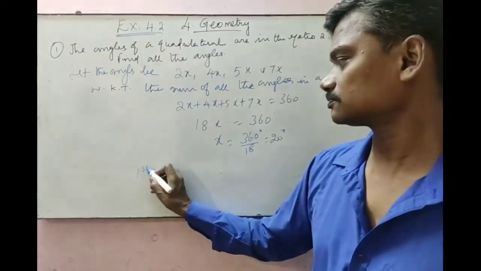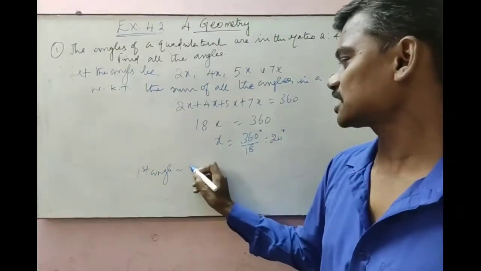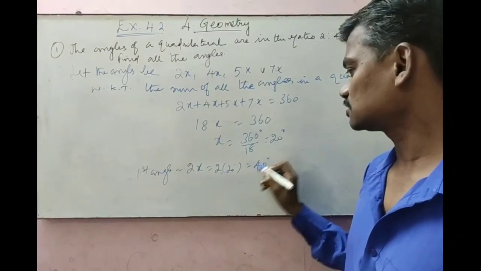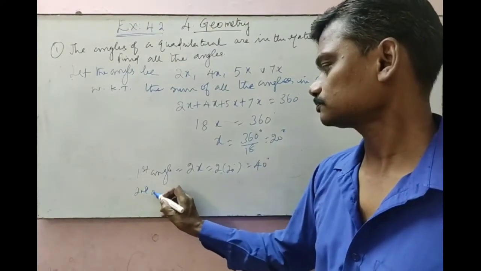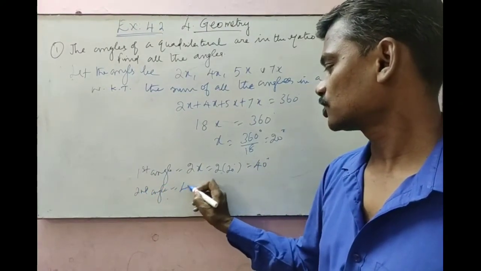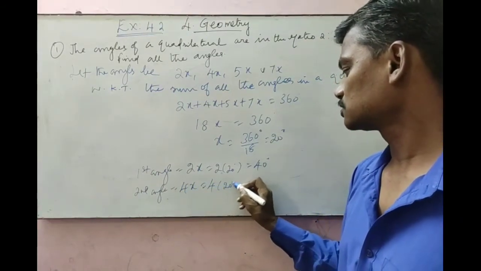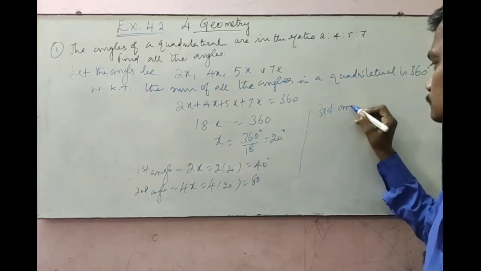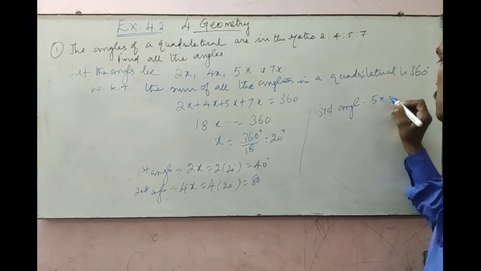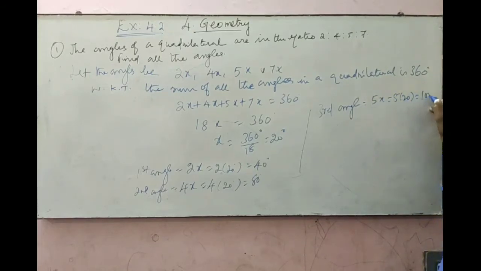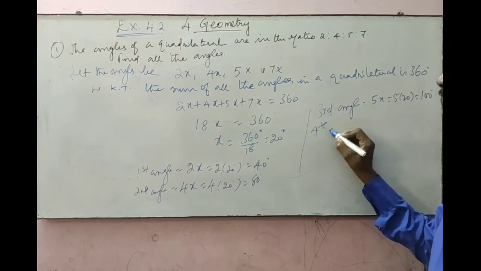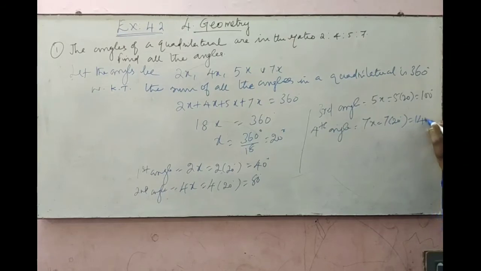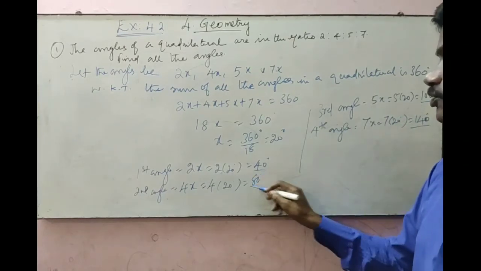So the first angle is 2x, which is 2 into 20, which gives 40 degrees. The second angle is 4 into x, that is 4 into 20, which gives 80 degrees. Then the third angle is 5 into x, that is 5 into 20, which gives 100 degrees. Then the fourth angle, 7x, 7 into 20, which is 140 degrees. So these are the 4 angles.